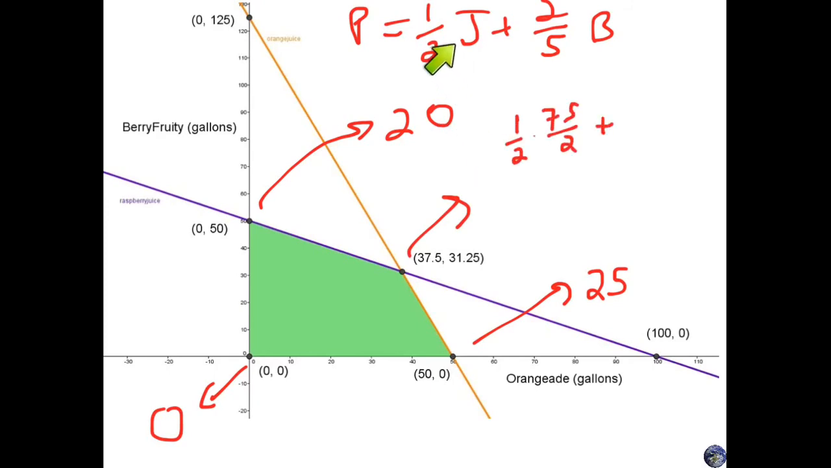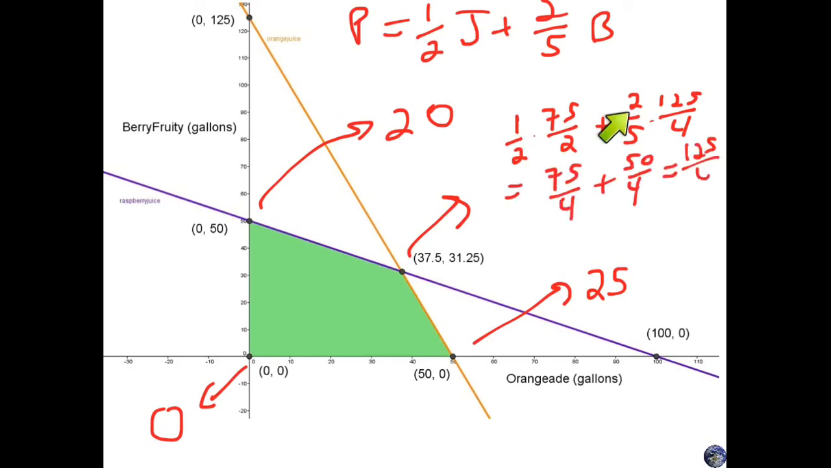So it's 1/2 times the j, and I'm writing in fraction form, so I think it'll be easier, so 75 over 2, plus 2/5 times b, and again, that's 2/5 times 125 over 4. So let's see, when you multiply fractions, that's just going to be 75 over 4. Here, I'm just going to cancel a little bit with the 50 and the 125, which is 25. 2 times 25 is 50. So if you have 75 over 4 plus 50 over 4, that is 125 over 4. Well, 125 over 4, I know because we already did the calculation from before, is 31.25. So this is the corner that actually maximizes the profit.